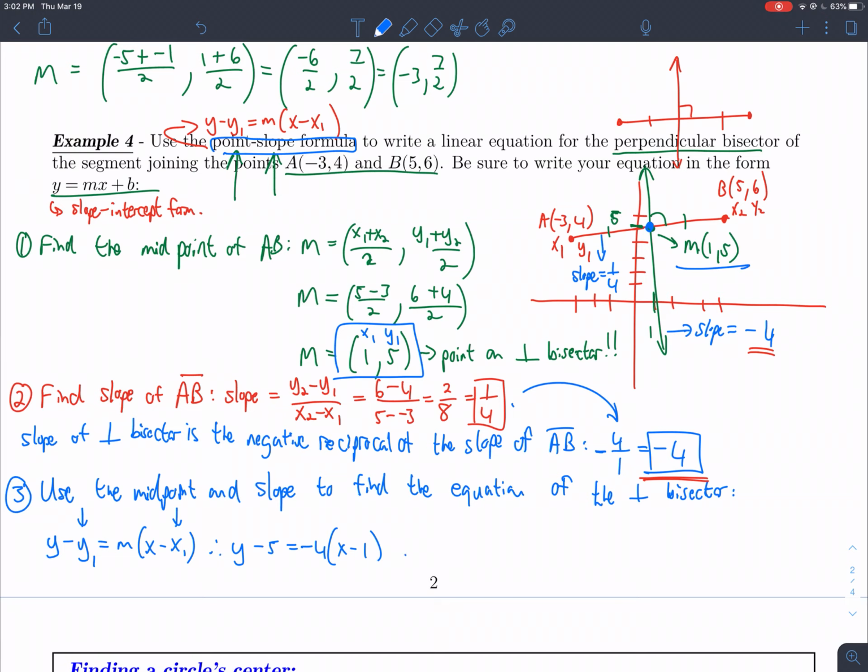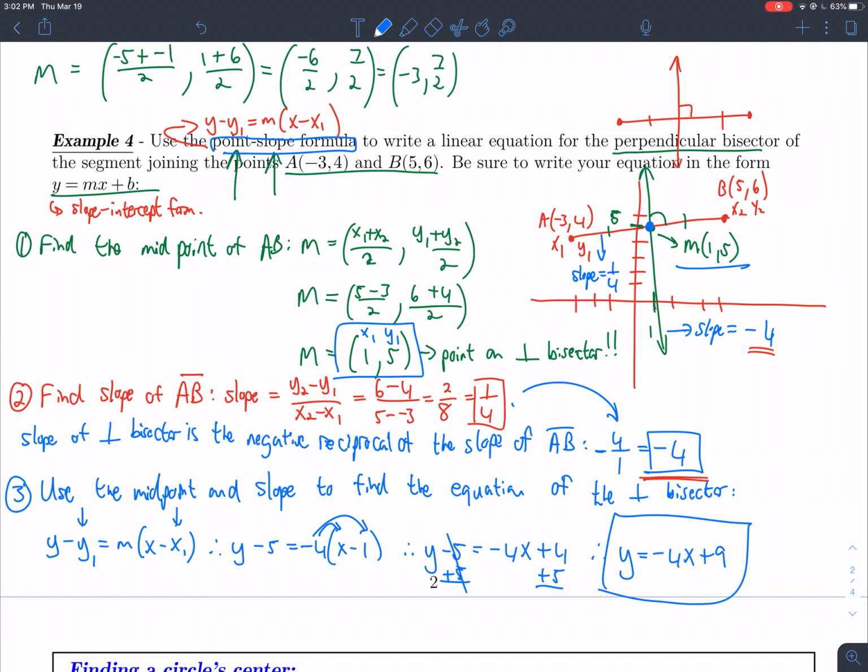All I have to do is keep working with this. Y minus 5 equals, and distribute this. So you get -4x, and you get +4. And then to make it look like that, I just add 5 to both sides. So you get y equals -4x plus 9. There's the final answer.